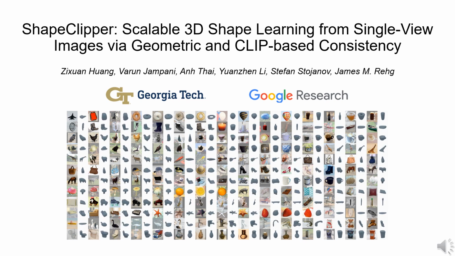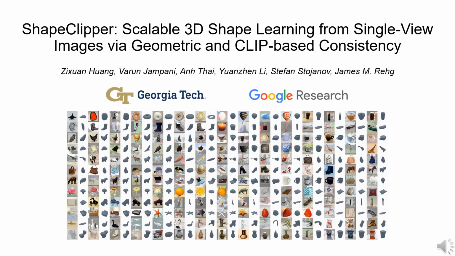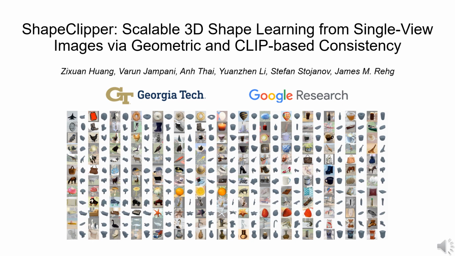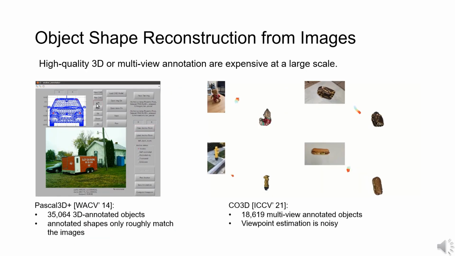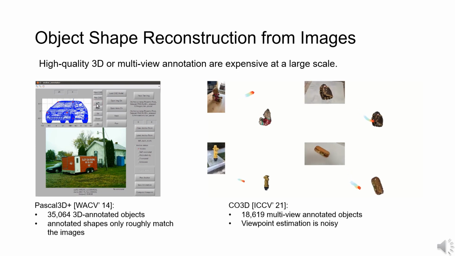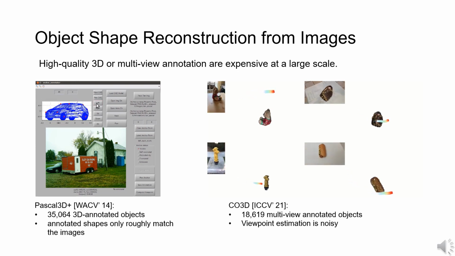In this video, we present an overview of our paper, ShapeClipper: Scalable 3D Shape Learning from Single-View Images via Geometric and CLIP-Based Consistency. How can we learn 3D shape reconstruction on a set of real-world images?